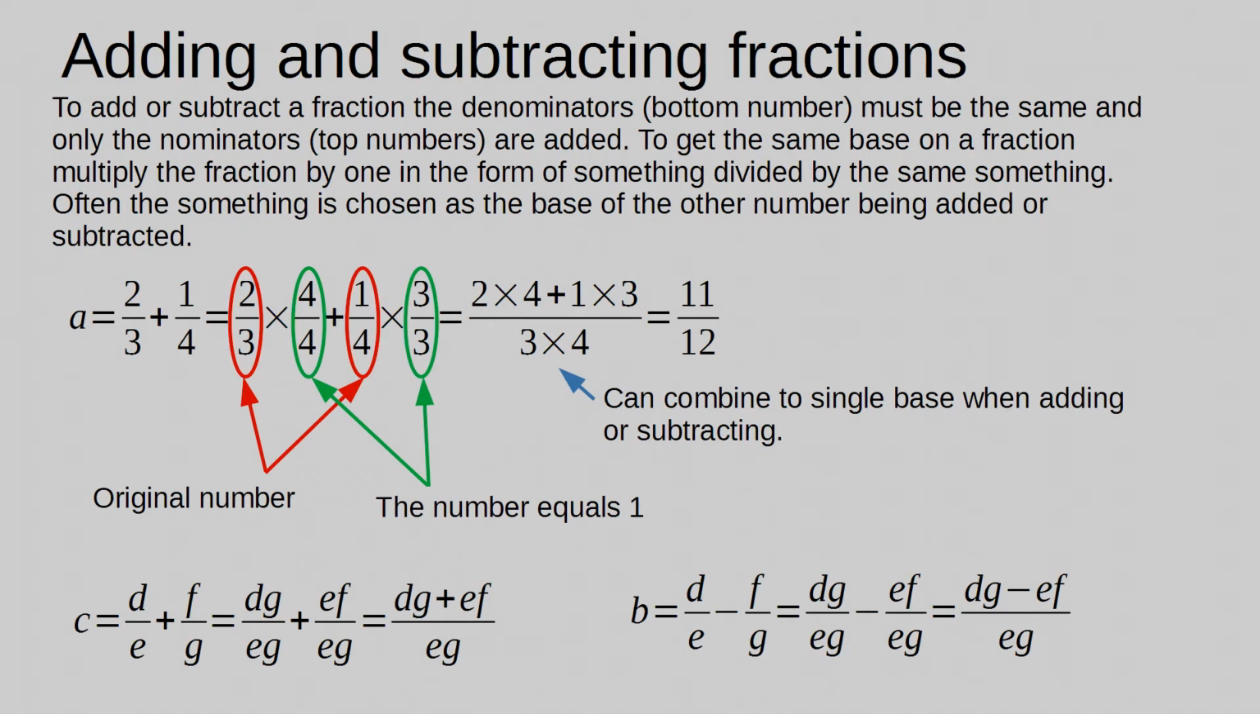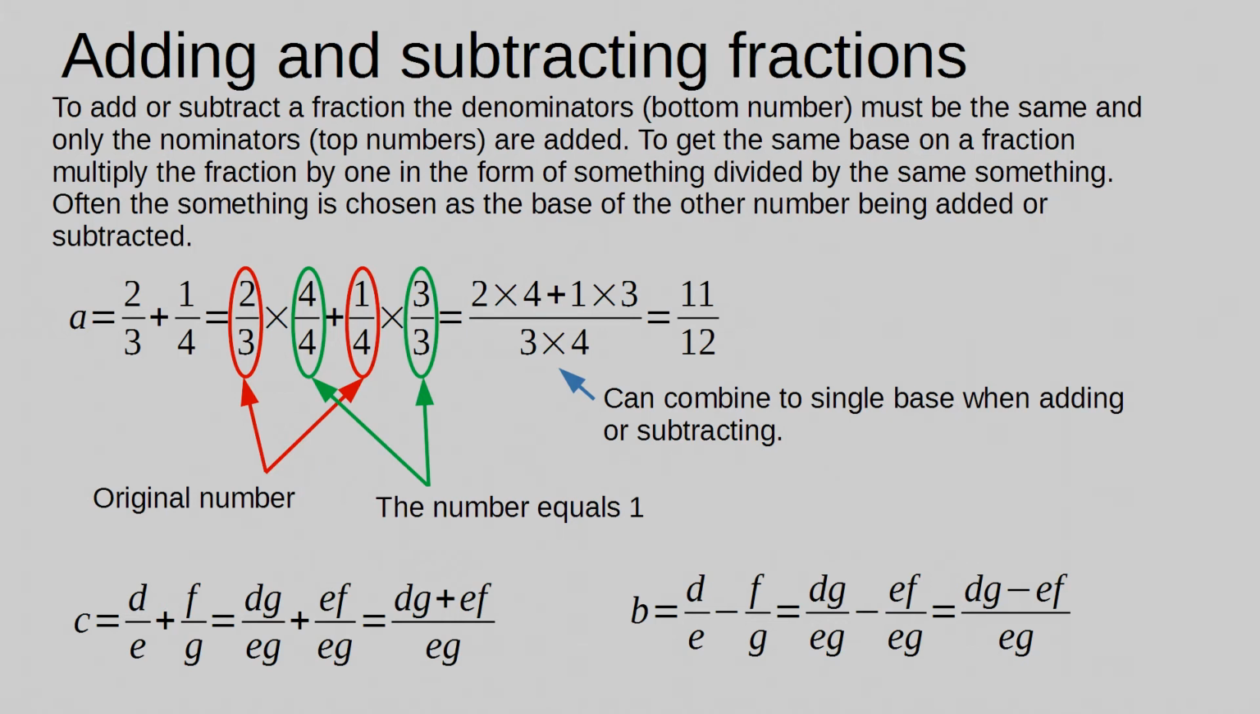Addition and subtraction of fractions require you to have the same base. You can get the same base by multiplying each of the numbers by the number 1, which will not change it. The form of the number 1 should be something like 4 over 4.